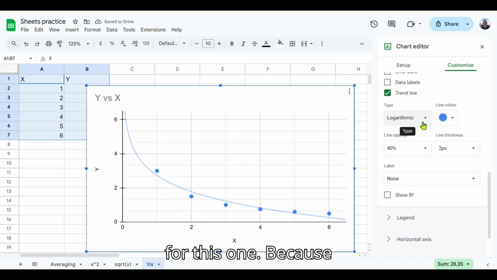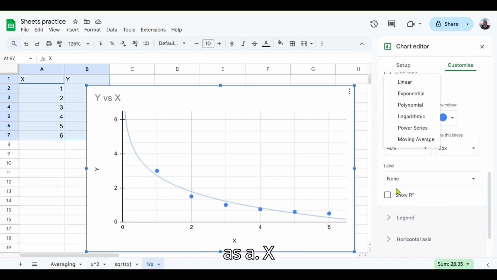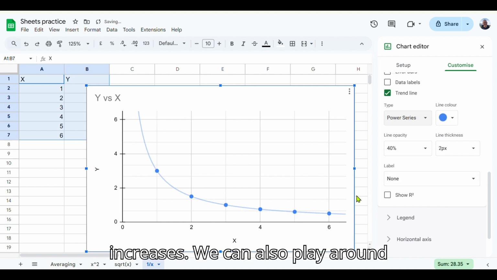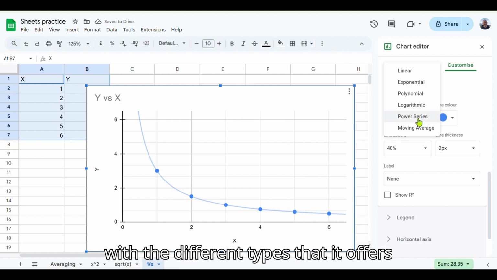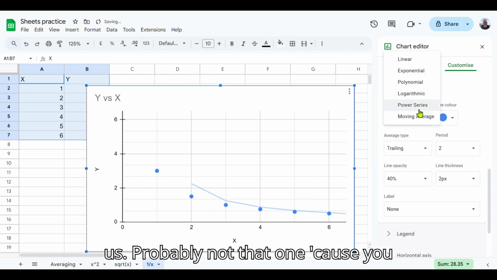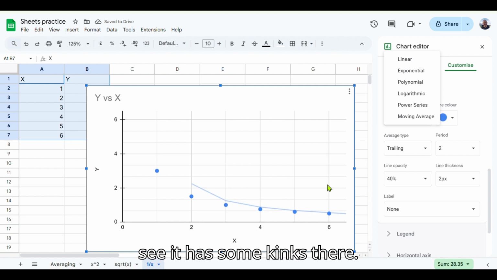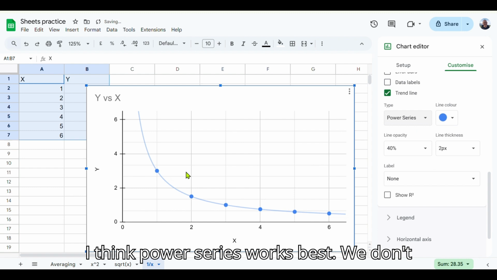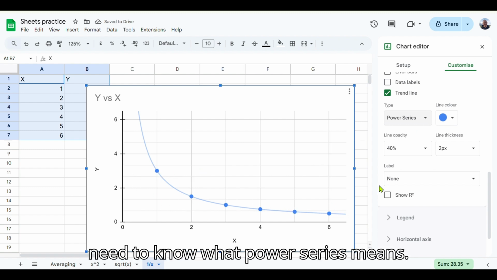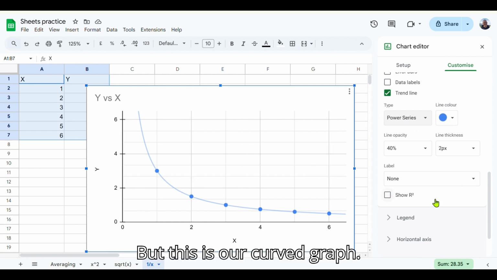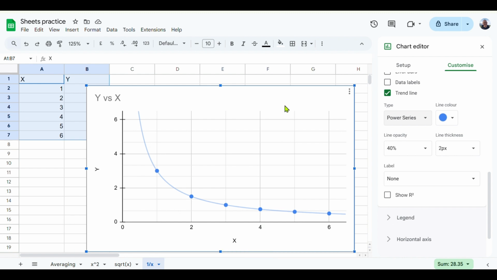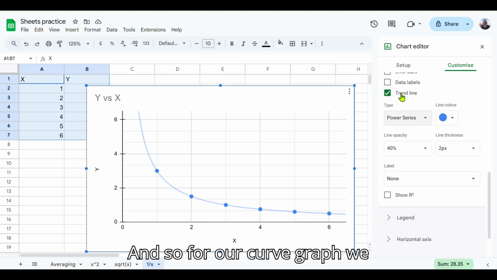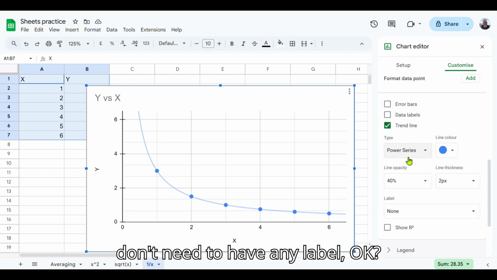Logarithmic is better for this one, because logarithms will go to 0 as x increases. We can also play around with the different types that it offers us. Probably not that one, because you see it has some kinks there. I think power series works best. We don't need to know what power series means, but this is our curved graph, and so for our curved graph we don't need to have any label.